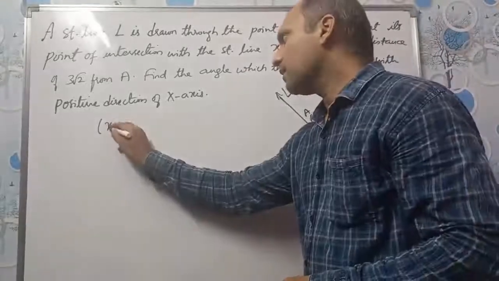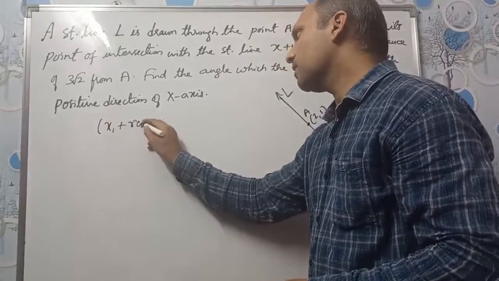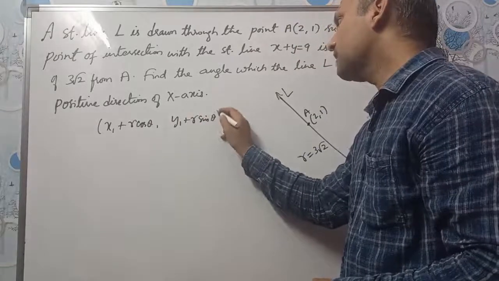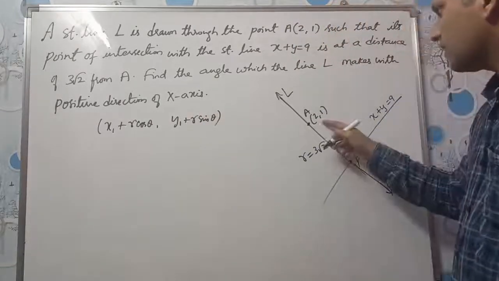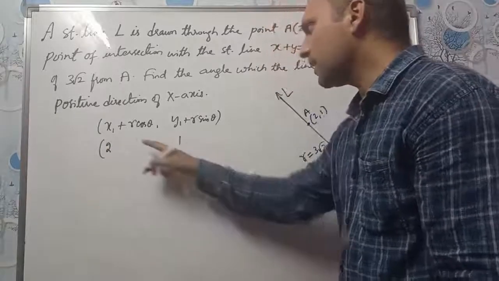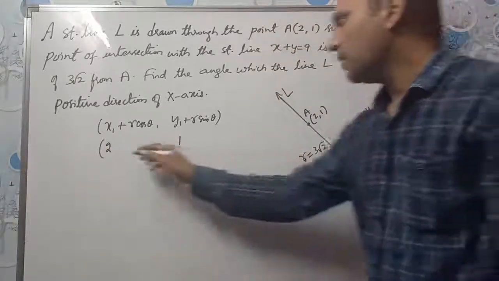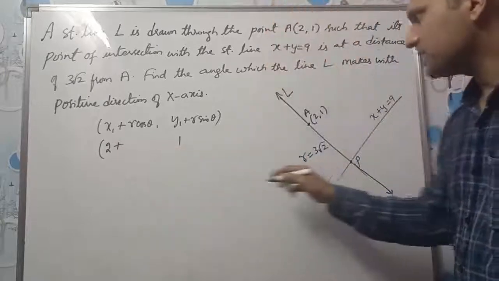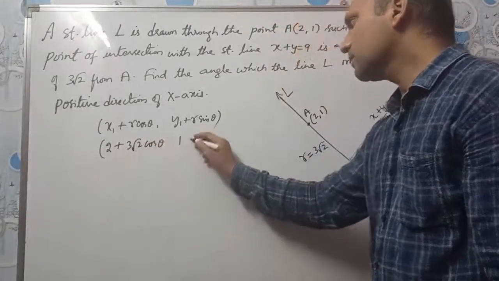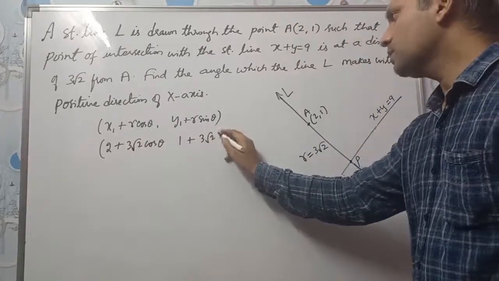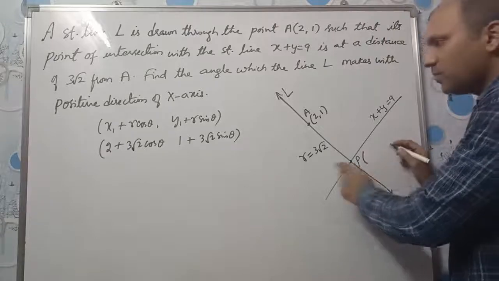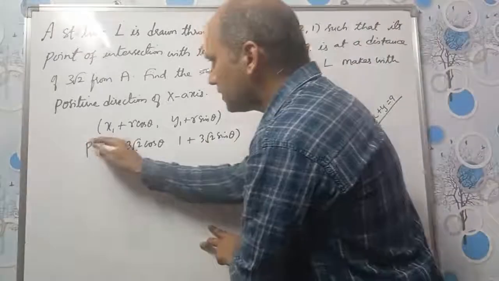See, x1 plus r cos theta and y1 plus r sin theta. x1, y1 is 2 comma 1 here. So this is 2, and this is 1. x1 is 2, y1 is 1. Plus r. r is how much? 3 root 2. So this is 3 root 2 cos theta, and r is 3 root 2 sin theta. These are the coordinates of P.